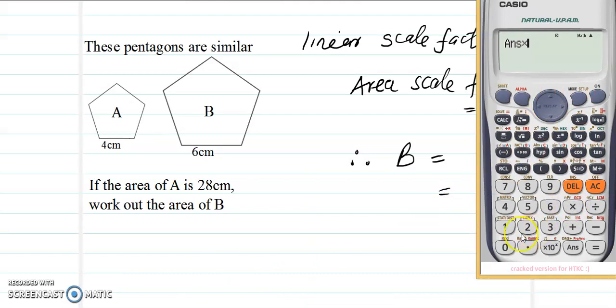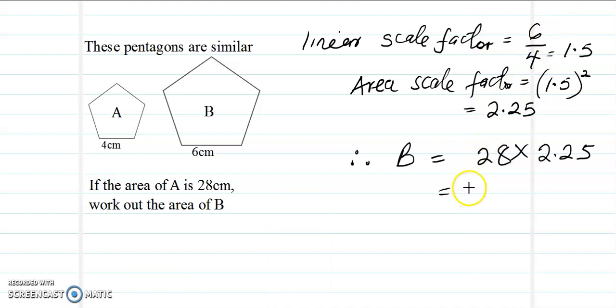This multiplied by 28, 63. So 63 cm squared is the area of B.